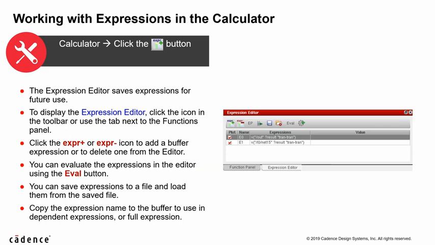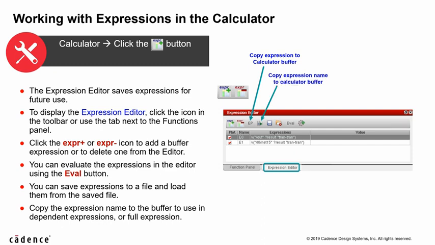Within the calculator tool, you can use the expression editor to create the expressions. To bring it up, you can use the icon on the toolbar or use the tab next to the function panel. Click the EXPR plus or EXPR minus icons to add a buffer expression or to delete one from the editor. Use the button next to it to copy the expressions to the calculator buffer, the next button to copy the expression name to the calculator buffer.